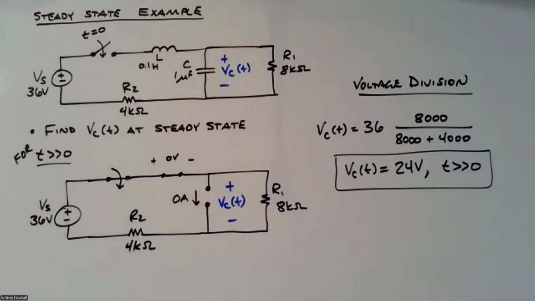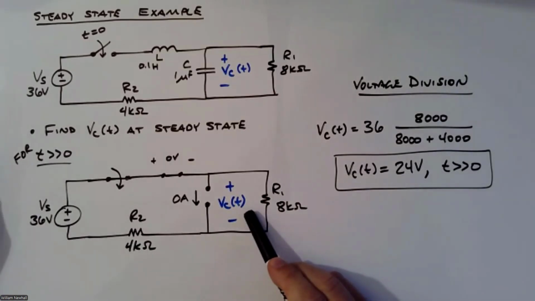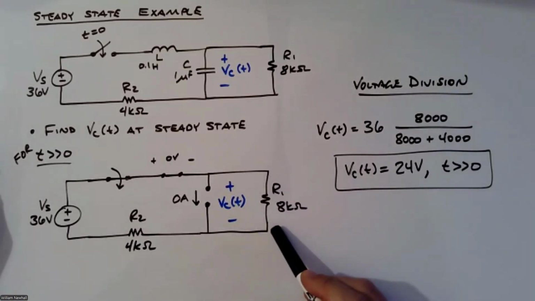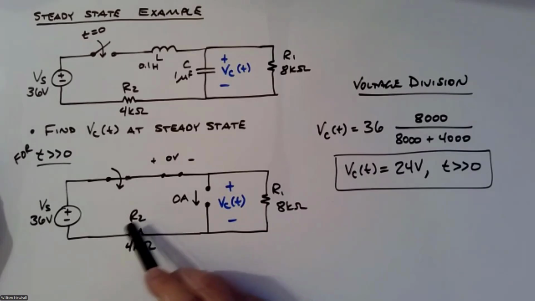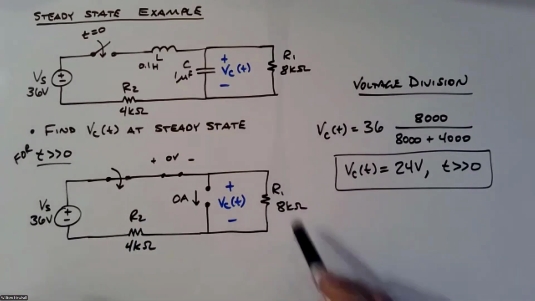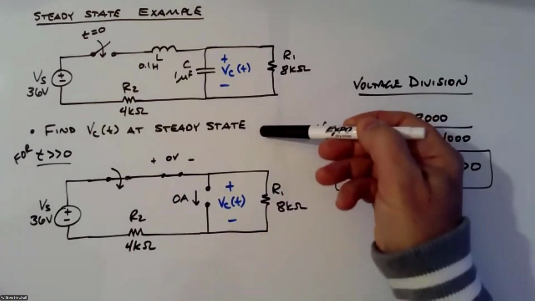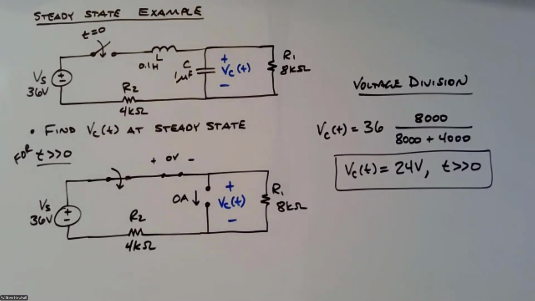So that's how you solve problems when the question is, in the steady state, determine Vc of t, determine the current through the resistor, determine the voltage across R2. You would use the same circuit in steady state. Okay. All right.